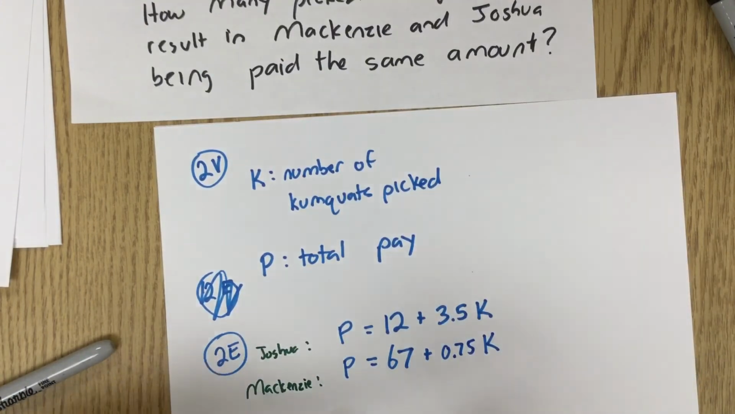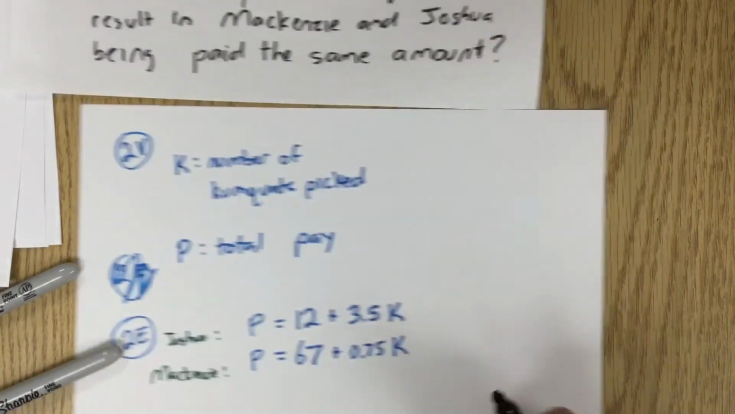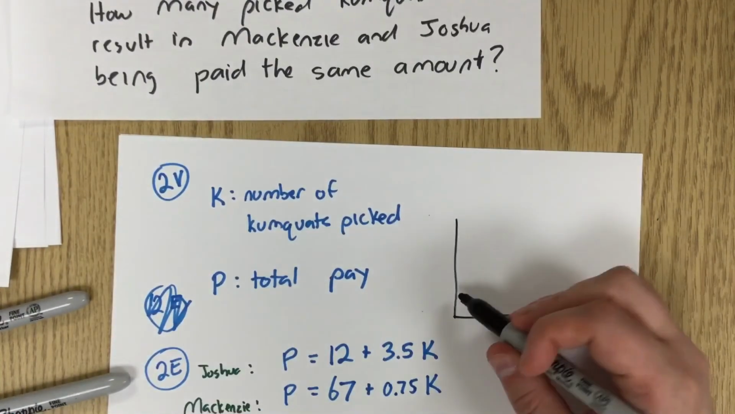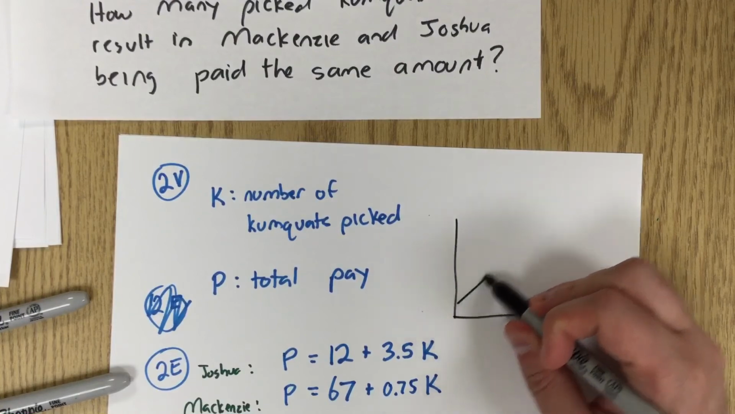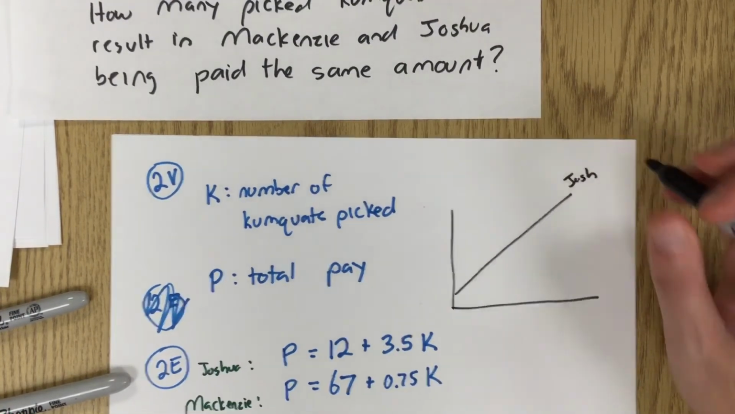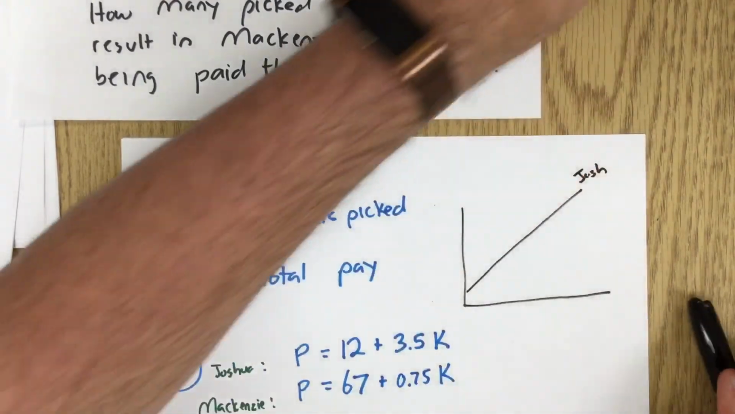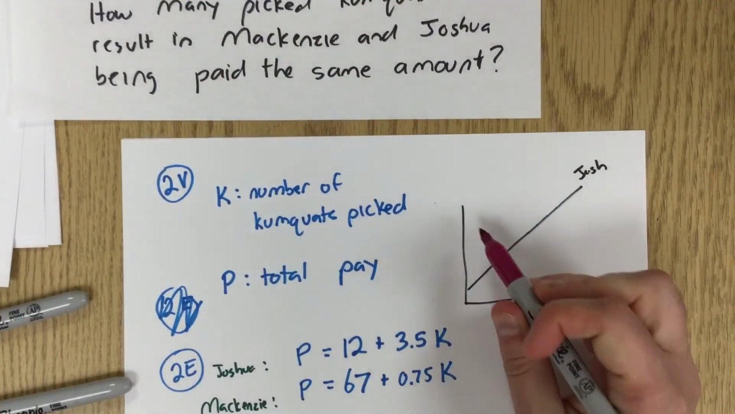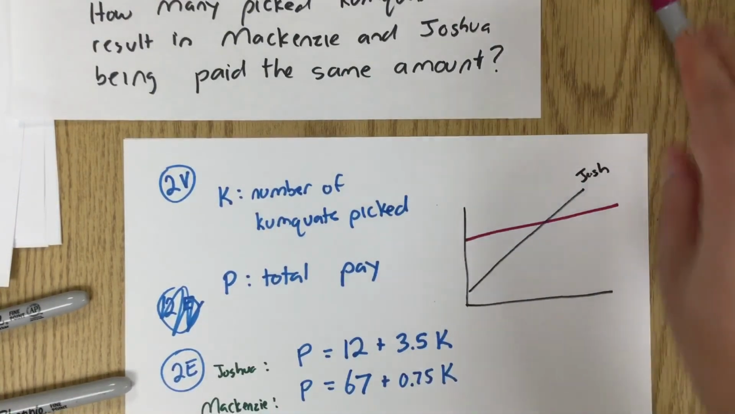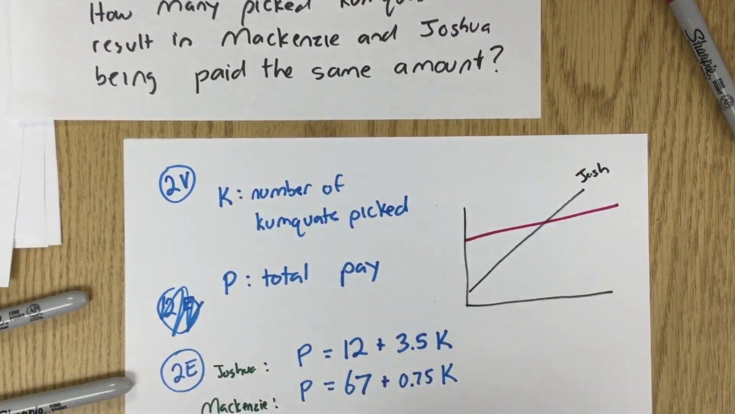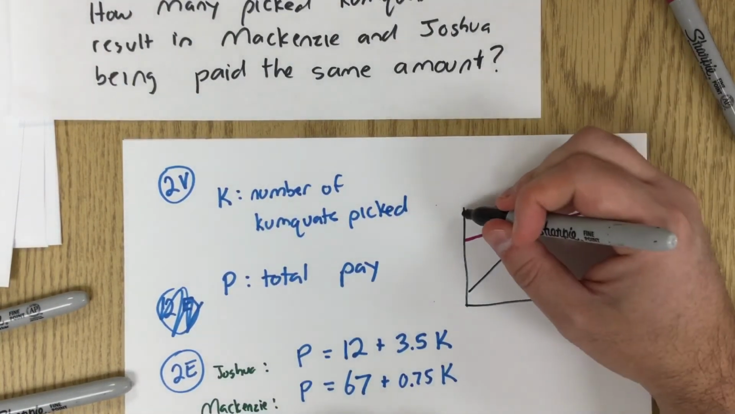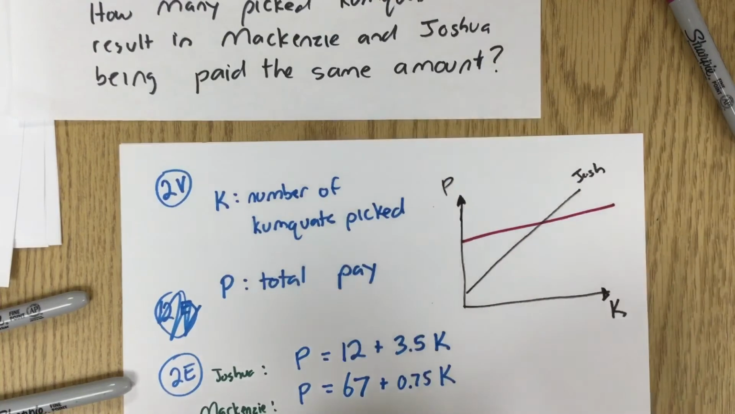And this is actually also a linear system problem, because if I was going to just do a quick sketch of these graphs, so 12 plus 3.5k might look something like this. So this is Joshua's pay, and then Mackenzie's pay. She starts off at a higher amount, but she makes less per. And this is going to be the number of kumquats picked. This is the total pay.